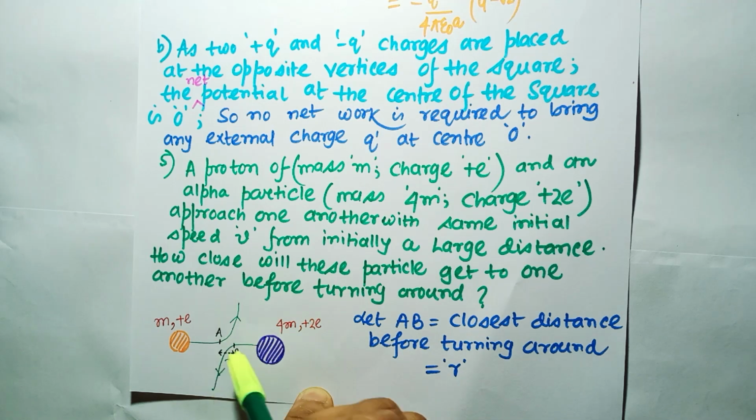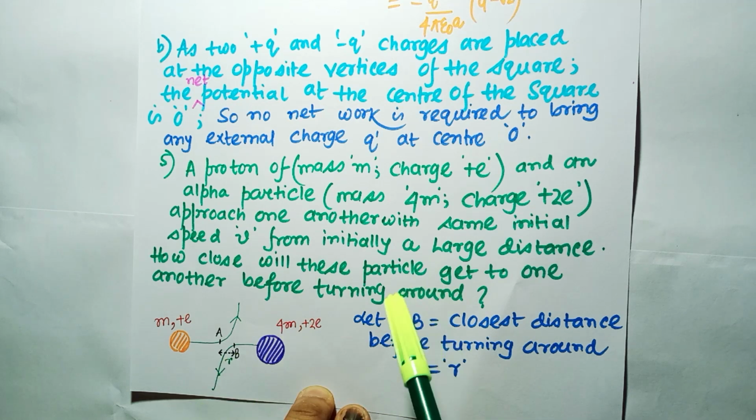Suppose when the proton comes to point A and the alpha particle comes to point B, they just turn around, meaning they go in the opposite direction. Let A be the closest distance before turning around. I choose the distance AB to be r. So I need to find the distance r, how close these two particles will come before turning around.